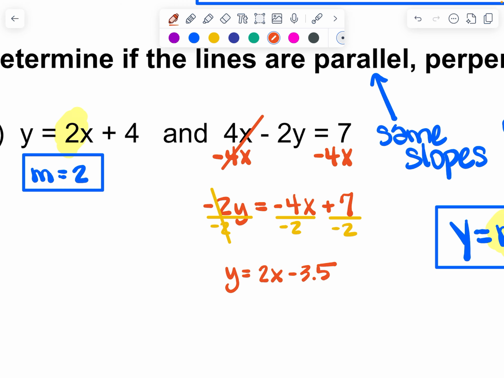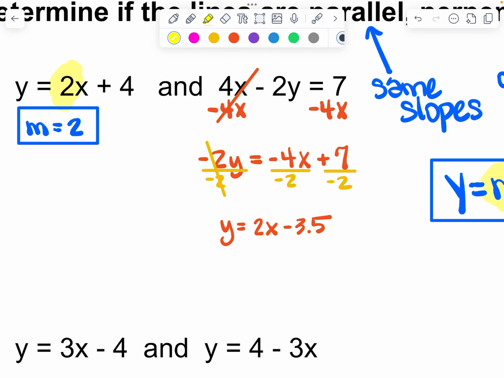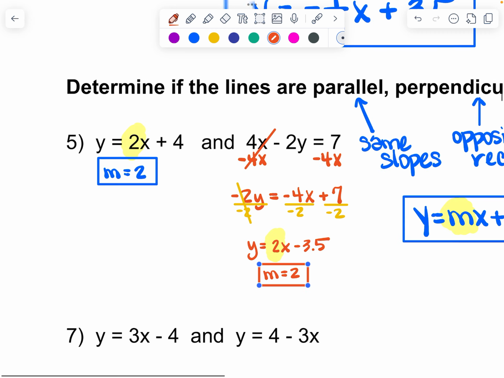Now my equation is in y equals mx plus b form, so now I can see that my slope is 2. So he has a slope of 2. My other line has a slope of 2. Let me get a little higher, right? Slope of 2, slope of 2. That's the same slope. All right, so these guys are parallel lines.